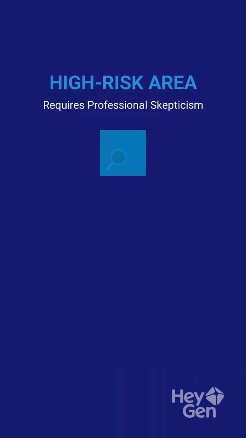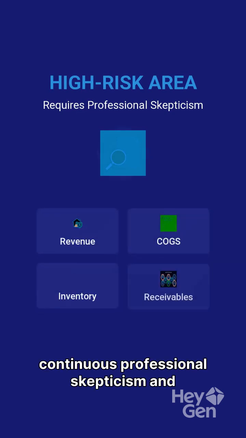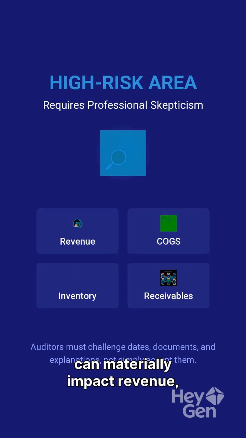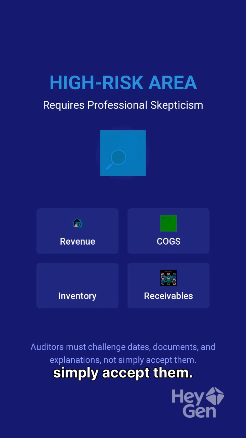Cutoff is a high-risk audit area that requires continuous professional skepticism and sound judgment. Even a one-day difference can materially impact revenue, COGS, inventory, and receivables. Auditors must challenge dates, documents, and explanations, not simply accept them.